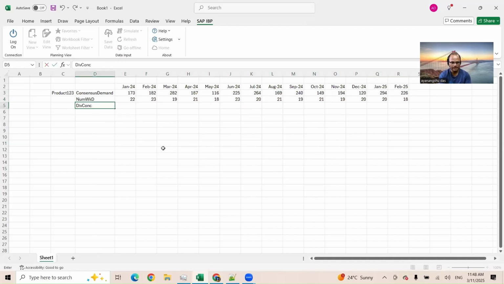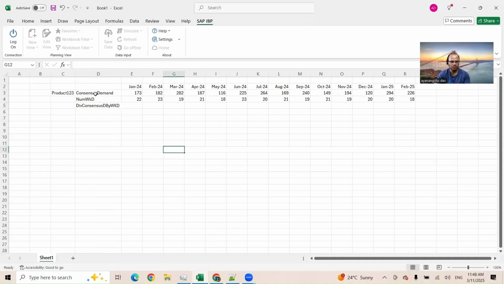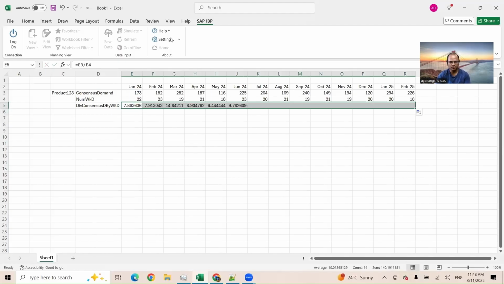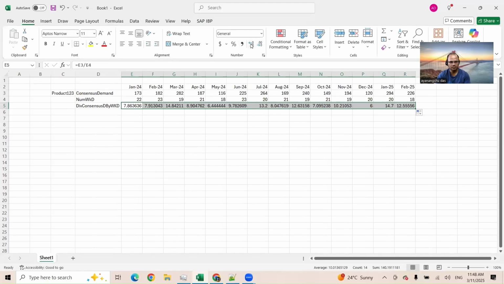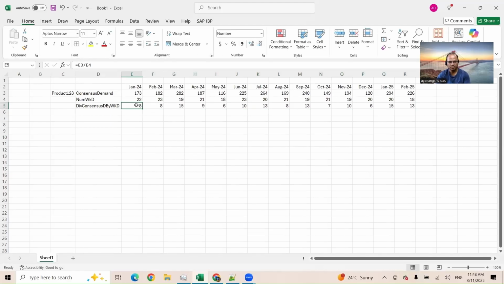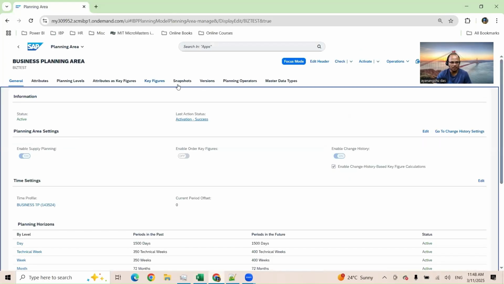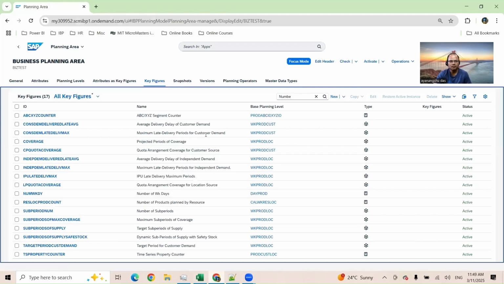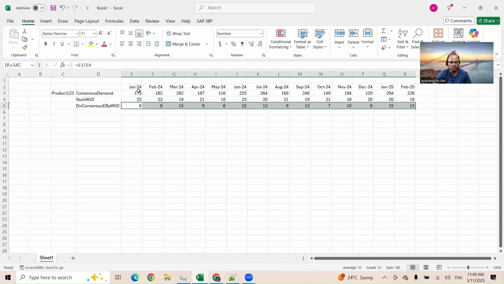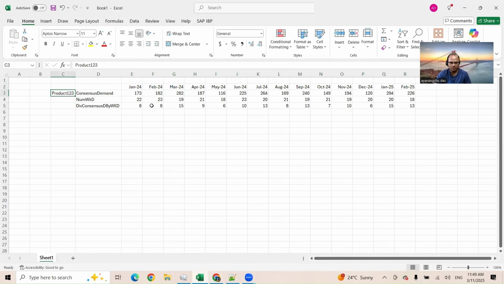So we'll create one key figure which will divide the consensus demand by the number of working days. So that we say that, okay, what is my consensus demand for each day? Something like this. Okay. So let's see how to do that. So we'll go to our planning area, and then we will go to key figures. And since we are talking about doing it at a month product level, we have to see if both of these key figures are at a month product level.